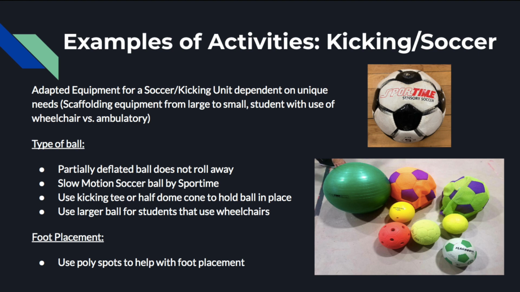A kicking tee, half-dome cone, and deck ring can also be used to keep the ball stationary when students are kicking to targets or peers. Modifications can be used to help students who use wheelchairs or other assistive devices. Students could use a larger ball, such as an exercise ball. Equipment could also be added to the student's wheelchair or device to assist them with kicking and dribbling.